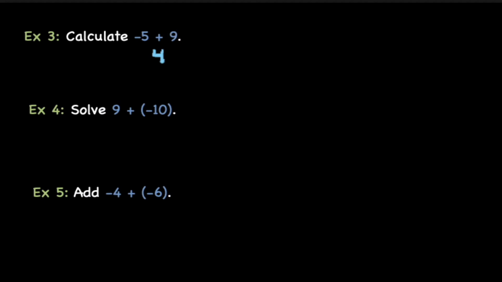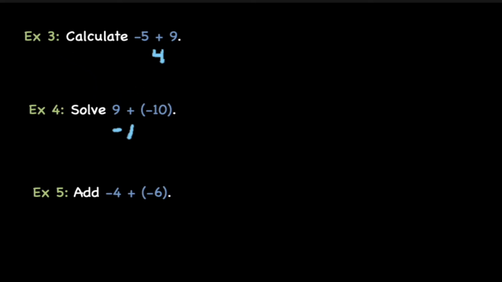Okay, so let's go over another example. We have to solve 9 plus negative 10. If you notice, we still have a positive number and a negative number. So let's go ahead and subtract. 10 minus 9 is 1. But it's not only 1, it's negative 1. And the reason why it's negative 1 is because the value on 10 is negative, right? And 10 is larger than 9.